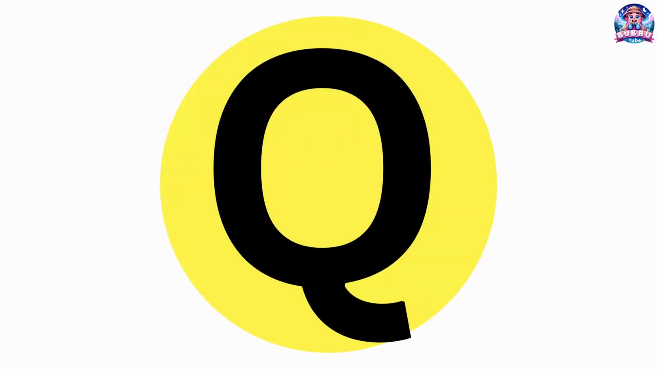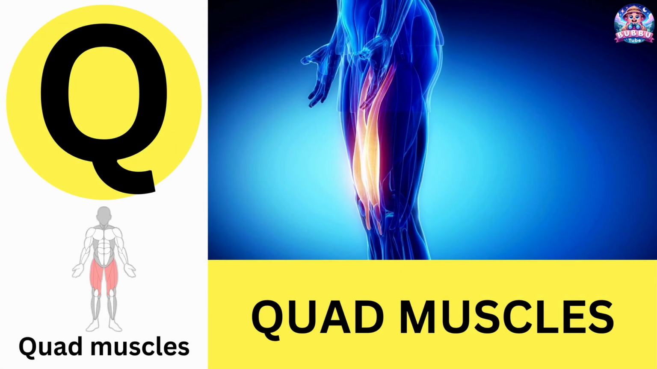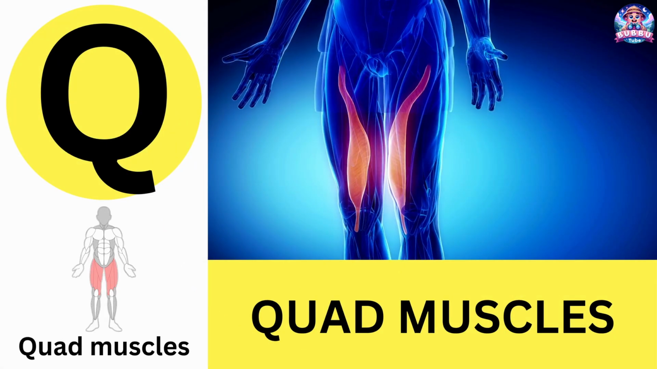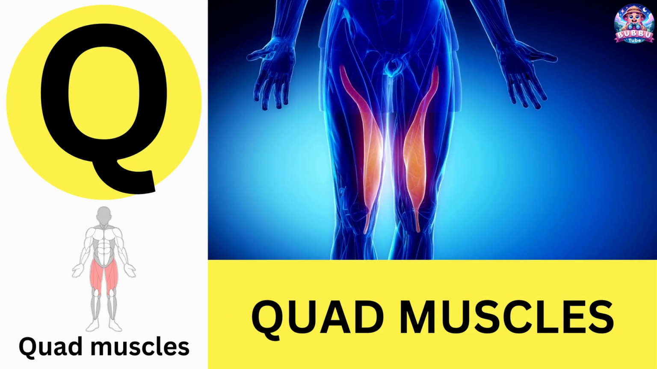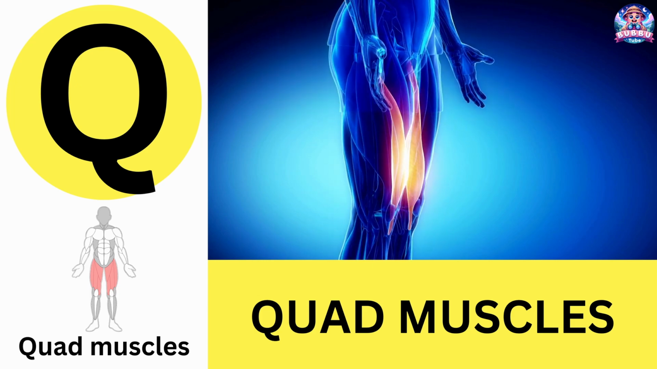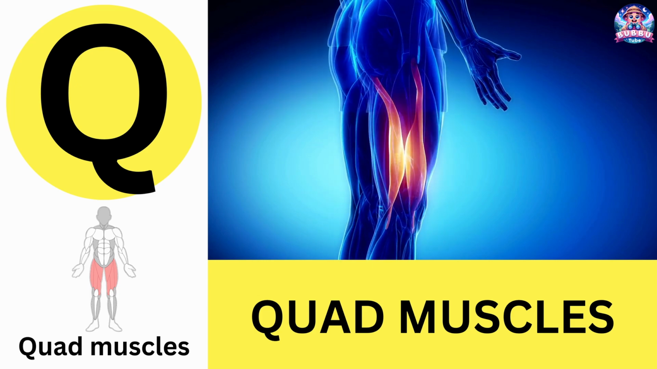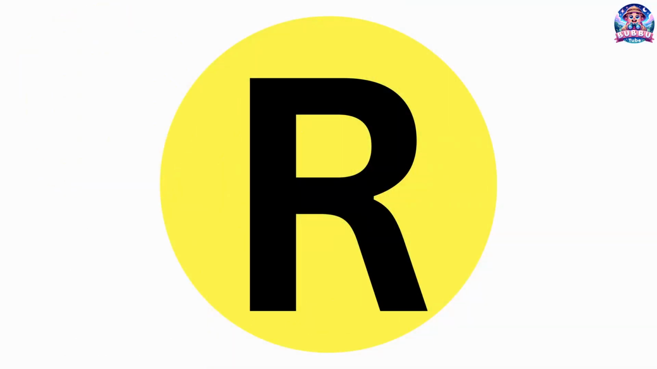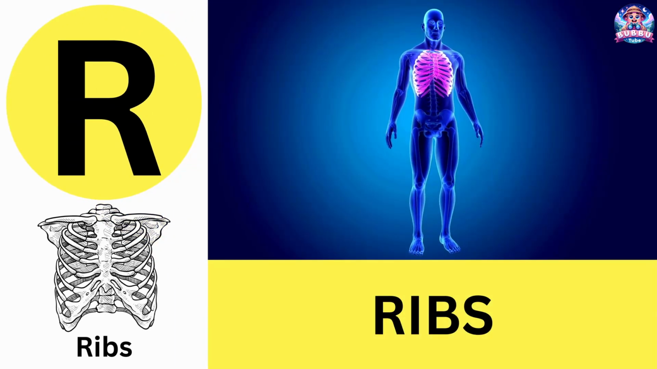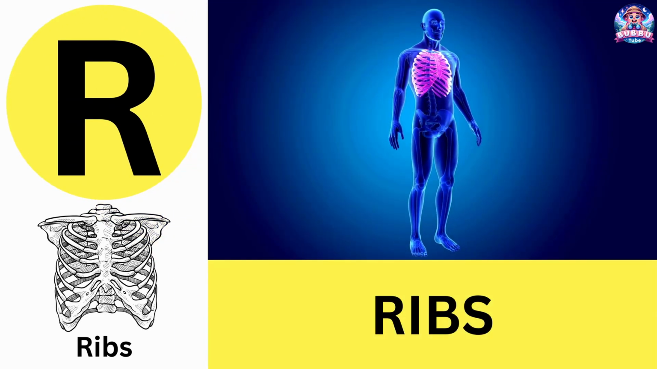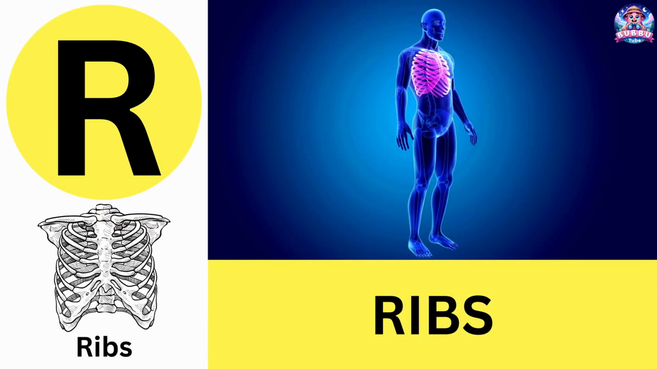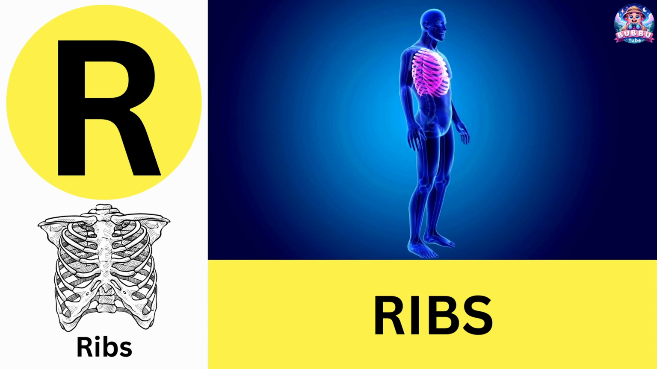Q. Q is for quad muscles. Quads are the big muscles in our legs that help us stand and walk. Quad muscles. R. R is for ribs. Ribs are like a cage that protects our heart and lungs. Ribs.